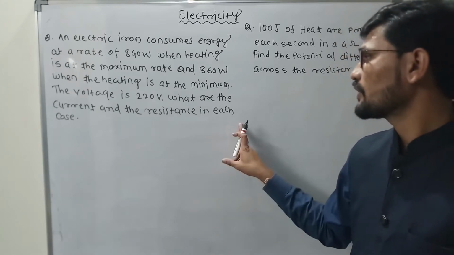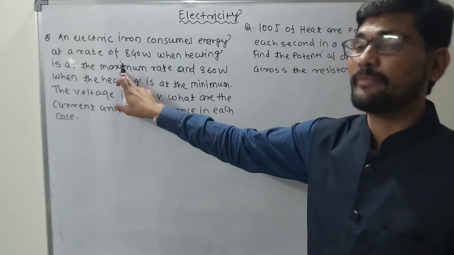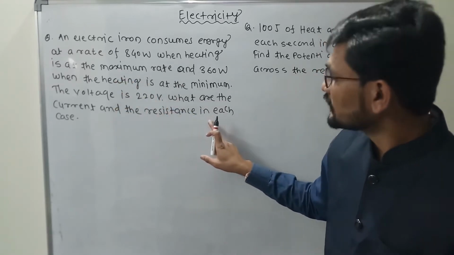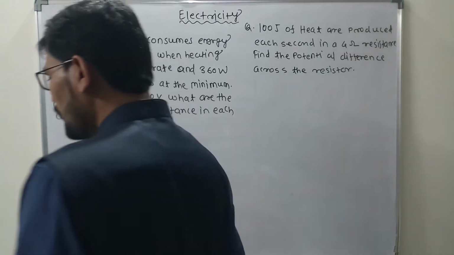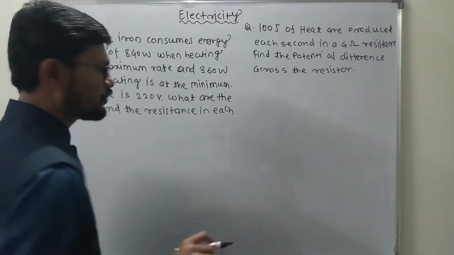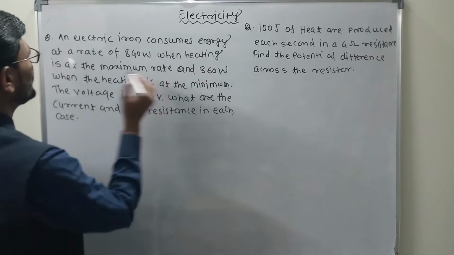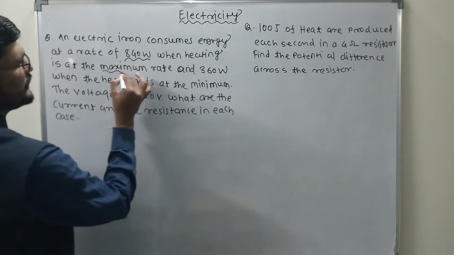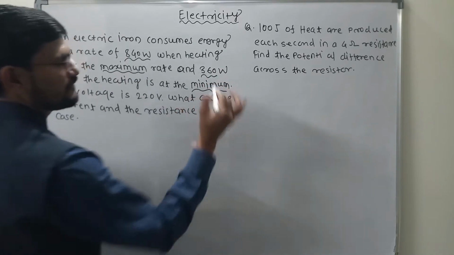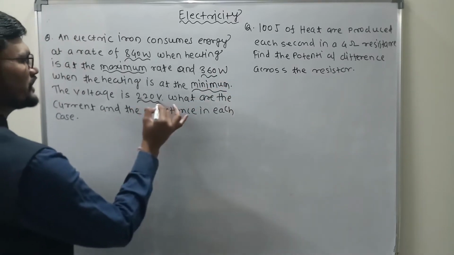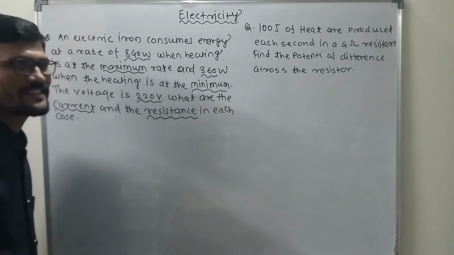Clear? What we wanted to calculate? We wanted to calculate the current as well as resistance when it is heating at maximum, and we wanted to calculate the current and resistance when it is heating at the minimum. This is the very simple thing. Now to do this, what are the things to be followed? When it is heating at the maximum, it is 840 watt, and when it heats at 360, which is heating at the minimum, and the potential difference is given, 220. We wanted to calculate the current and resistance.